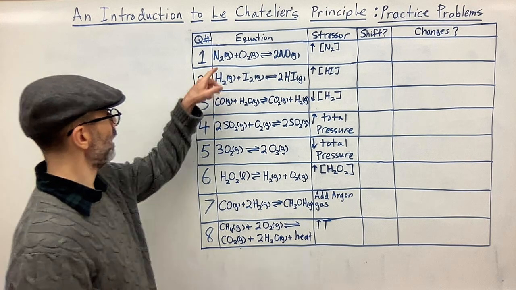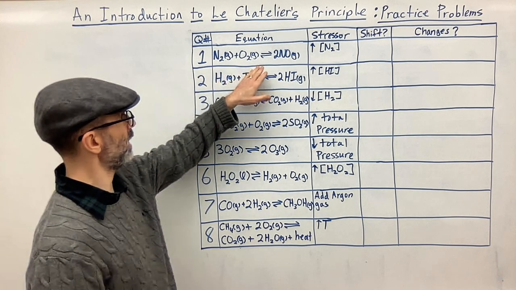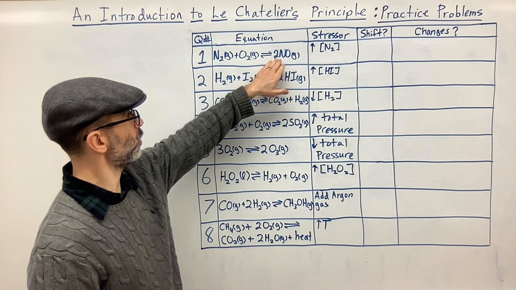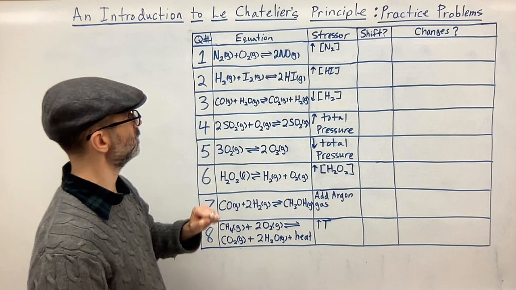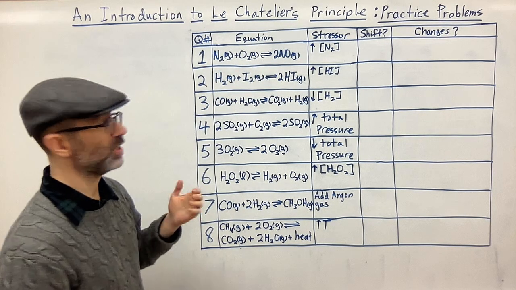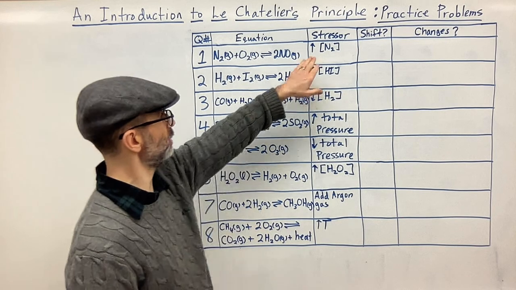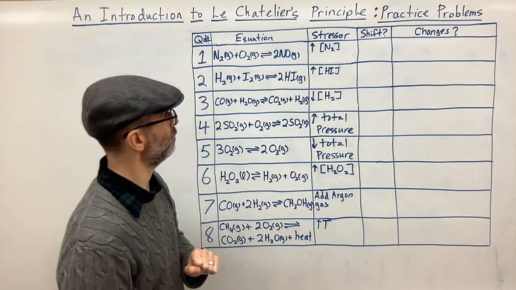So we're given N2 gas plus O2 gas is in equilibrium with 2 NO. So we have our 2 reactants, our 1 product, and they're in equilibrium. So what is our stressor? Our stressor is we're going to increase the concentration of N2.